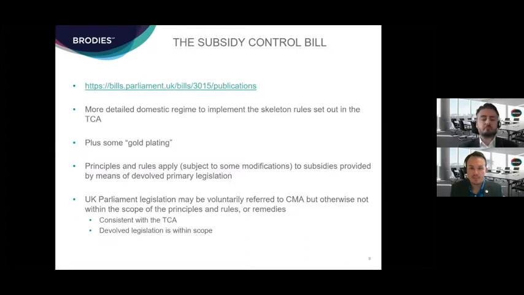The bill sets out various principles and rules, and with some modifications, those generally apply to subsidies that are provided by means of devolved primary legislation, so including acts of the Scottish Parliament. UK Parliament legislation is covered by the bill in some narrow respects, so it can, for example, be voluntarily referred to the CMA, and Jamie will speak later about the CMA's role. But otherwise, subsidy conferred by UK legislation is not going to be within the scope of the principles and rules set out in the bill, or subject to the remedies in the bill. And that is consistent with the TCA, where the rules didn't apply to legislation in the UK Parliament either. But devolved legislation is within the scope of all of those things.